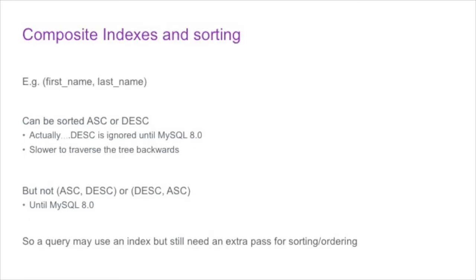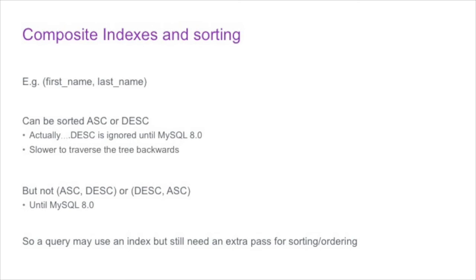So let's talk about composite indexes and sorting. So let's say you have an index on first name, last name. You can sort it in either ascending or descending order, sort of. Descending is actually ignored until MySQL 8.0, which you might not think is a bad idea, right? Like the theoretical structure of the B tree, does it really matter if you go from the end and go this way or go from the beginning and go that way?